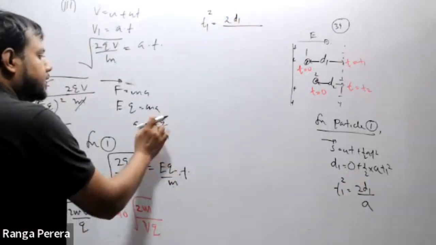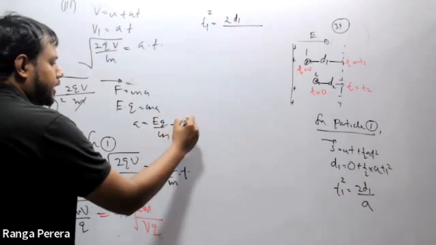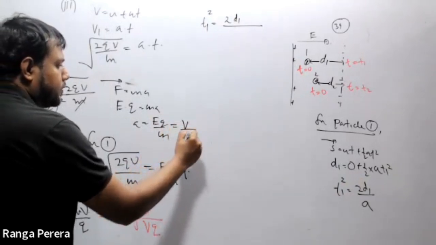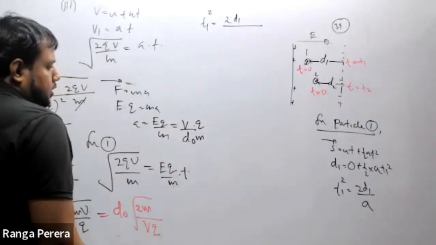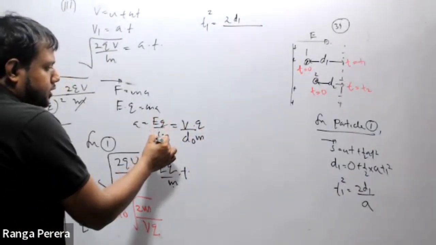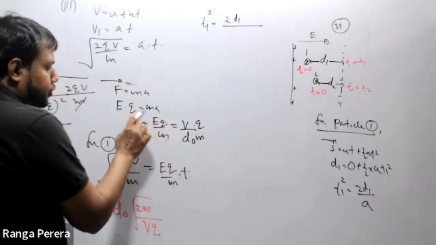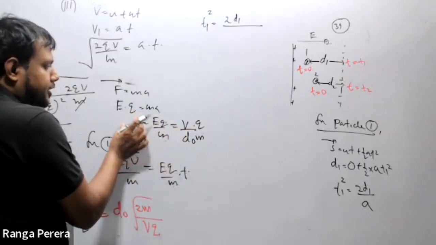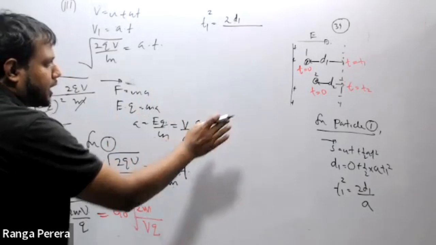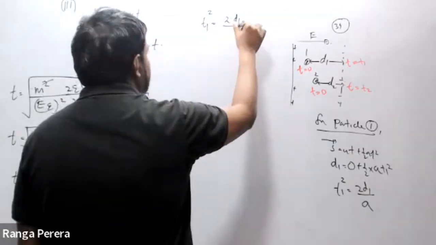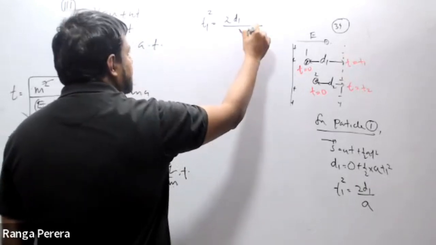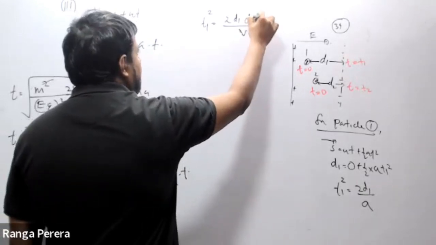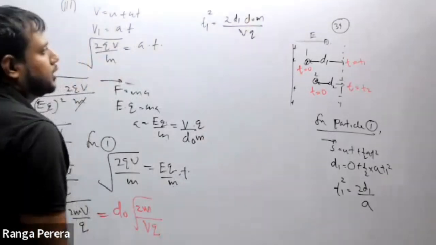So a equals EQ divided by M. We understood earlier that E means V over d naught. So a equals V over d naught times Q divided by M. This acceleration is common for both particles. Just substitute here: 2d1 divided by a, that means vq divided by d naught m.